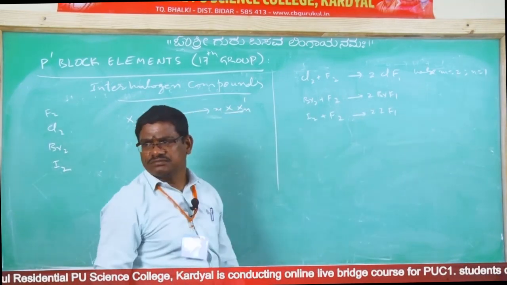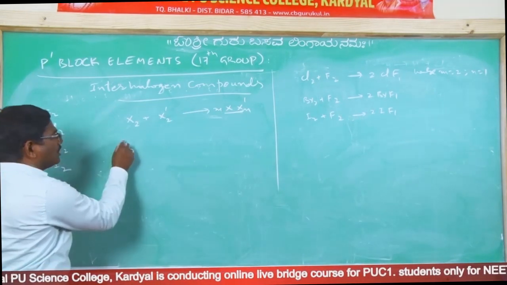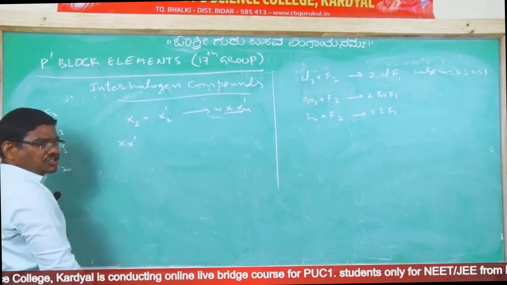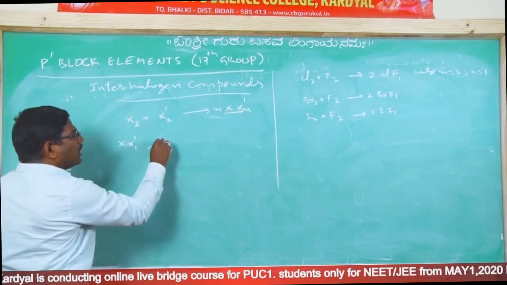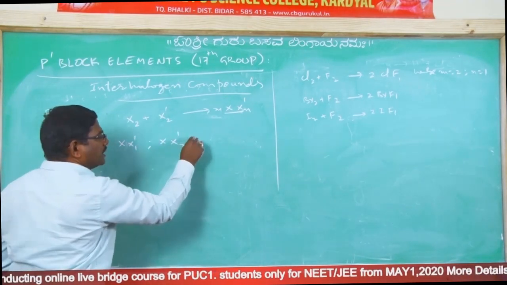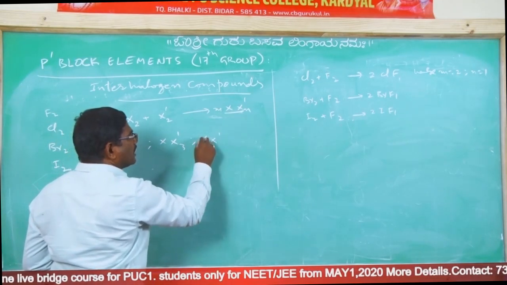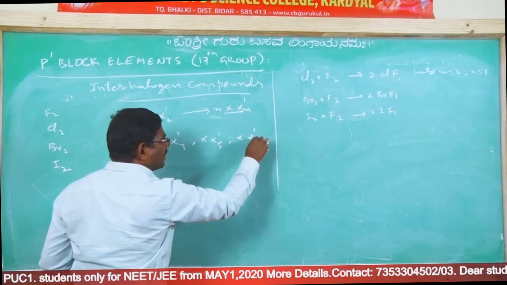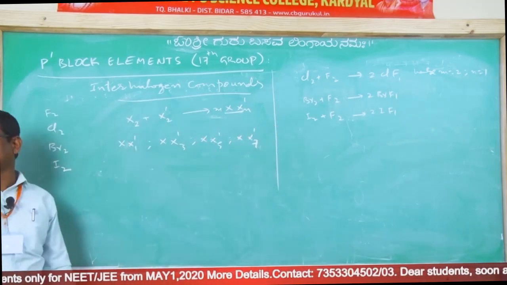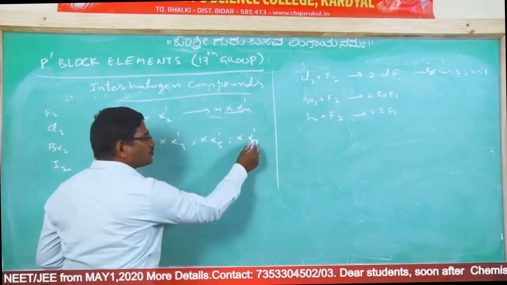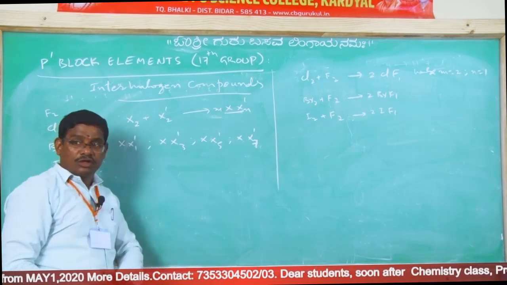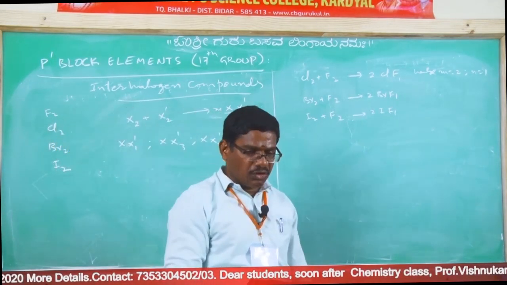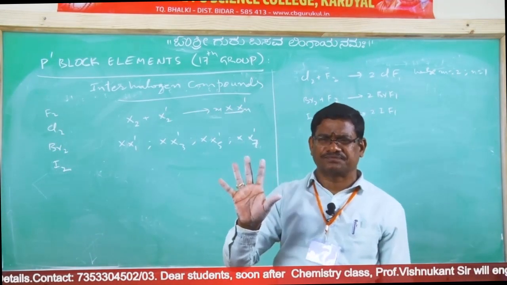Generally, here XX'1, XX'3, XX'5, XX'7. These four kinds of interhalides are possible. Correct? These four kinds of interhalides are possible. One more important point I will tell you. Observe, just by looking you can imagine.